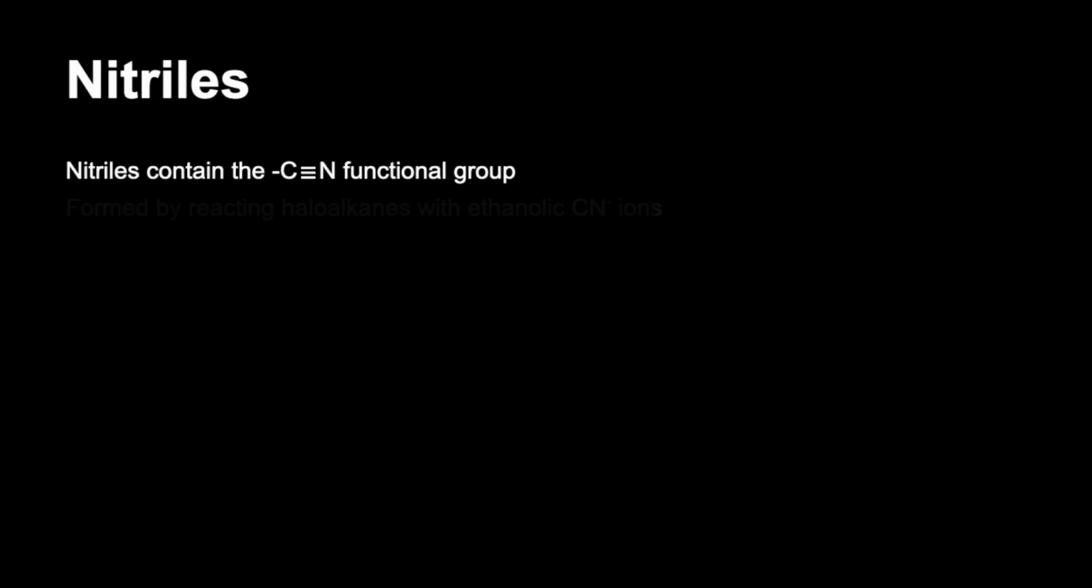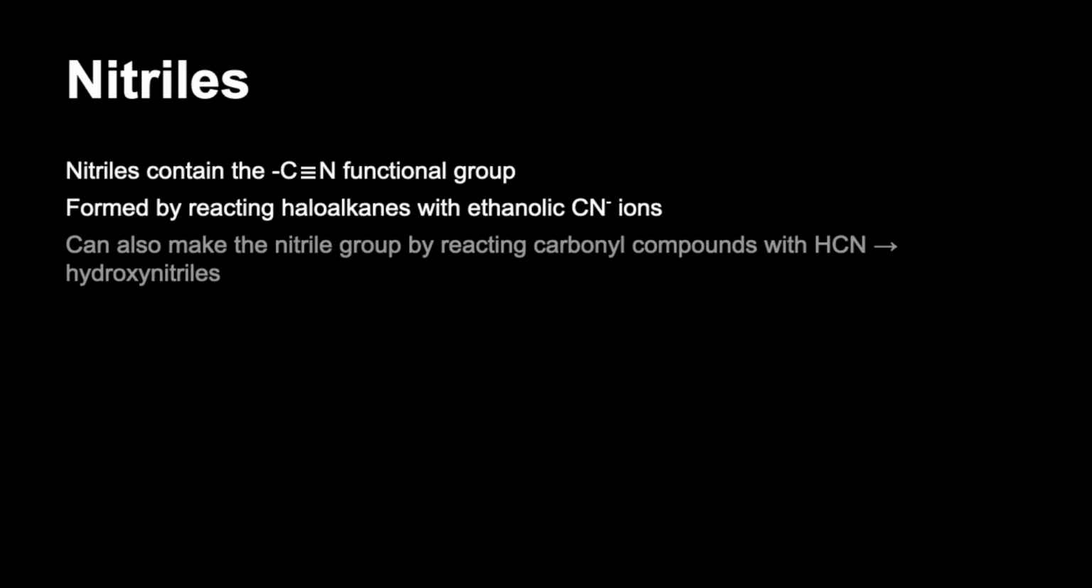And the last nitrogen compound we'll look at is the nitriles. So nitriles contain the CN functional group, so there's a triple bond between the carbon and the nitrogen. They're formed by reacting haloalkanes with ethanolic cyanide ions. So all that means is the source of cyanide ions is dissolved in ethanol. It's just a solvent that helps the chemicals mix together better. You can also make the nitrile group by reacting a carbonyl compound, so an aldehyde or a ketone, with hydrogen cyanide. But that's going to make the hydroxynitrile.